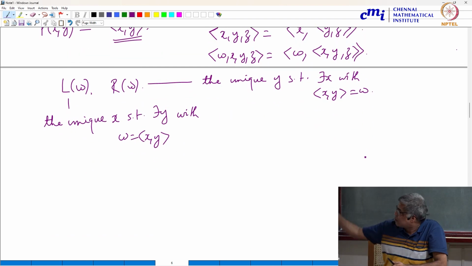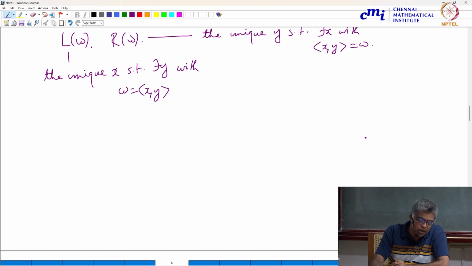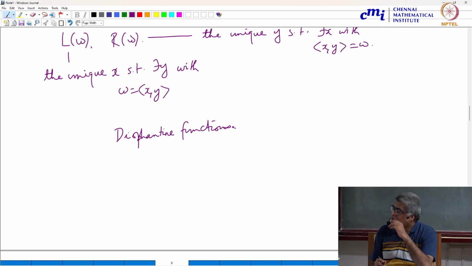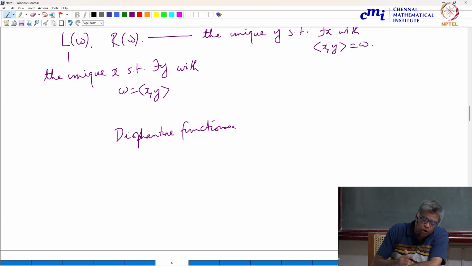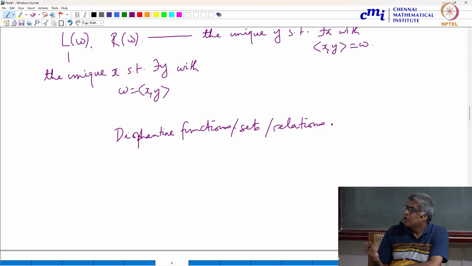So I spent some time on this pairing function and this L and W because these are special functions. Why special? These are what are called Diophantine functions. Okay. So we can talk about Diophantine functions, Diophantine sets, and Diophantine relations. Okay. So what's a Diophantine set?